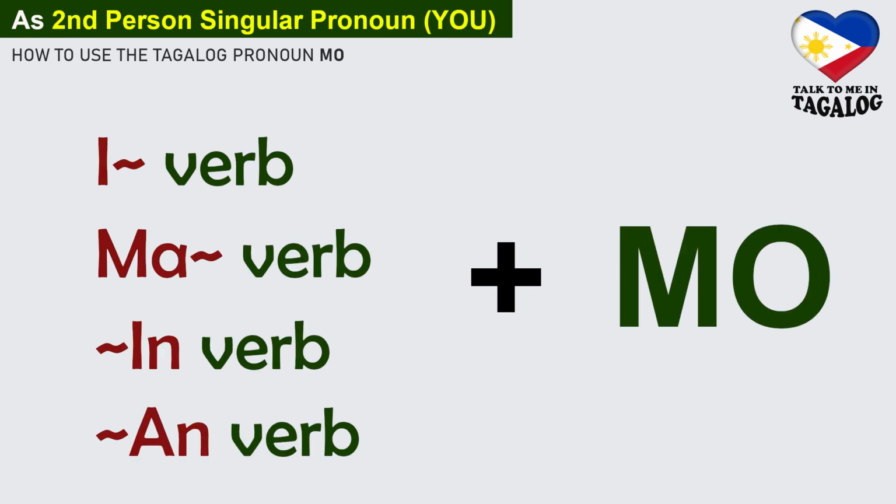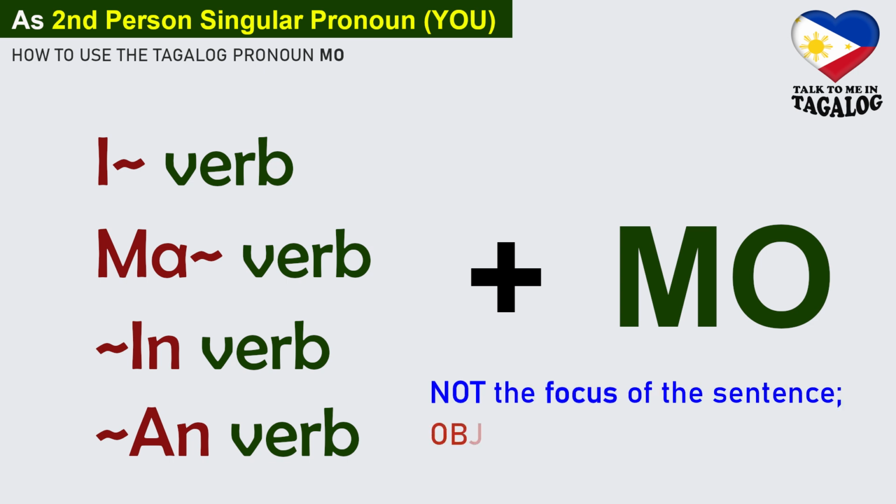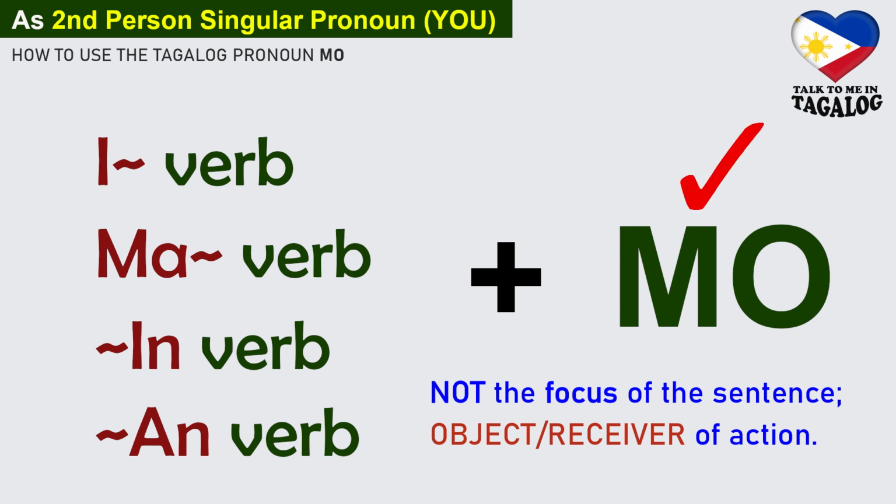Let's now move on to the tricky part of using mo. Since mo belongs to the nang group of pronouns, it's not the focus of the sentence but rather the object or receiver of an action. There are 4 kinds of Tagalog verbs that usually go with mo. The e-verbs, ma-verbs, in-verbs, and the an-verbs. When you see or hear these verbs, remember that the right pronoun to precede or come after it is mo.